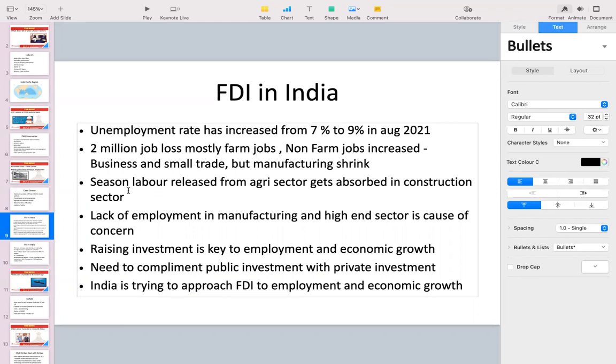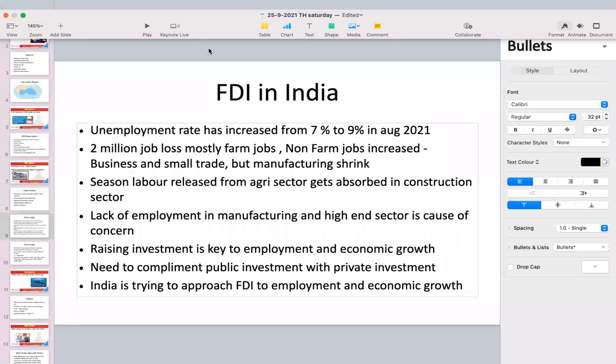Seasonal labor: in Indian agriculture, we know that there is a sowing season, then a harvest season, and in between there are relaxed periods when farm laborers move to small jobs like the construction sector. Why do they do that? Because there is a lack of employment in manufacturing and the high end sector, which is a cause of concern. If we want to grow and develop, we need to take people out of agriculture and push them into manufacturing and high end jobs, not these informal jobs like construction labor. And how can we do that? By raising investment. Now, investment can be of two types, right?